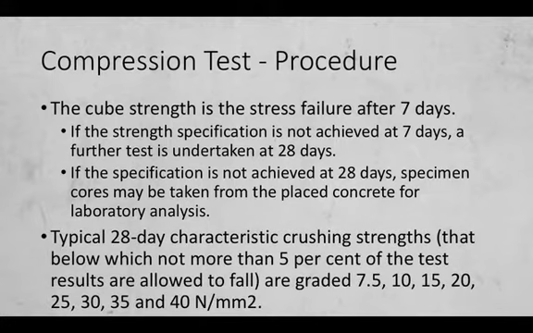A typical 28-day characteristic crushing strength, below which no more than 5% of the test results are allowed to fall, is graded at 7.5, 10, 15, 20, 25, 30, 35, and 40 newtons per millimeter square.